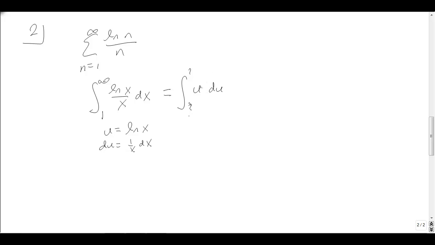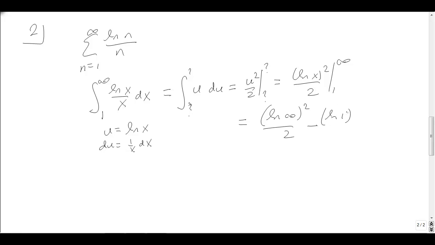I'll switch back to x's. Integrate, I get u squared over 2 from some x values. And I'm going to put in u is natural log x. So I get natural log x squared over 2, and then my bounds are 1 to infinity. So that gives me natural log infinity squared over 2 minus, plugging in 1, natural log 1 squared over 2. Natural log 1 is 0, so that term works out to be 0, but it's something finite.